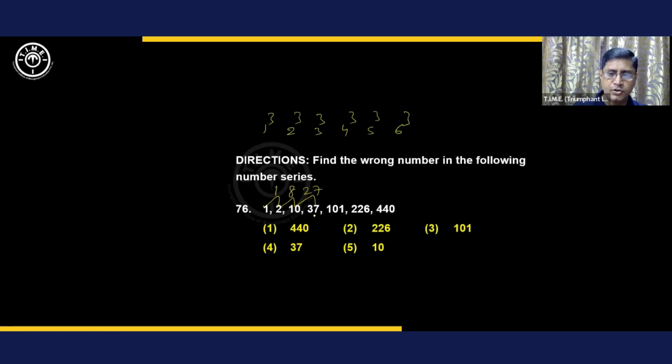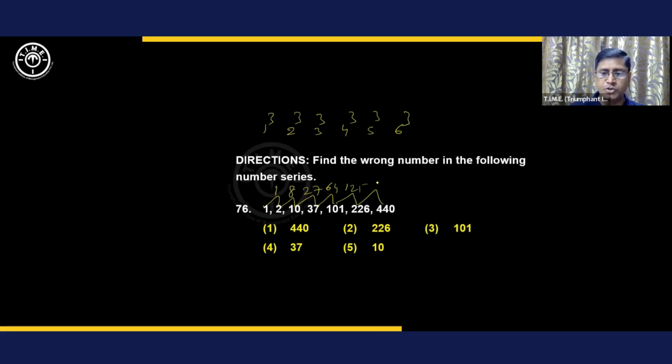This is the pattern. So 3 cube, 4 cube, 5 cube, 6 cube. Yes, my dear student. What is 4 cube? 64. 64 plus 37, that is 101. What about 5 cube? 125. 125 plus 101, that is 226, accepted.